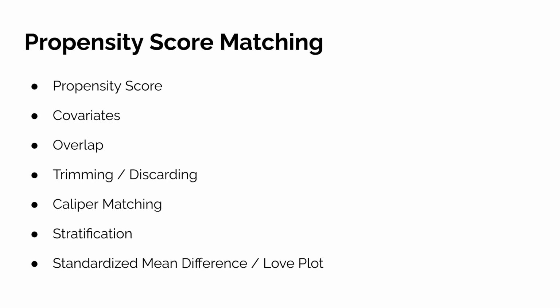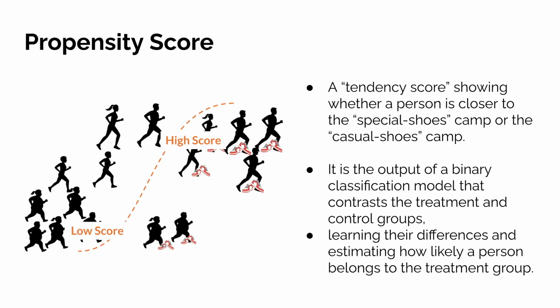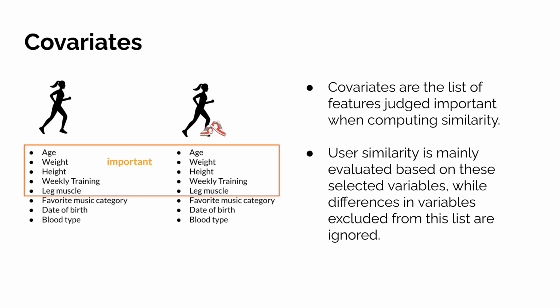Finally, let's understand the remaining details while covering the terminology commonly used in PSM. First, propensity score is a tendency score, showing whether a person is closer to the special shoes camp or the casual shoes camp. It is the output of a binary classification model that contrasts the treatment and control groups, learning their differences and estimating how likely a person belongs to the treatment group. Covariates are the list of features judged important when computing similarity. User similarity is mainly evaluated based on these selected variables, while differences in variables excluded from this list are ignored.